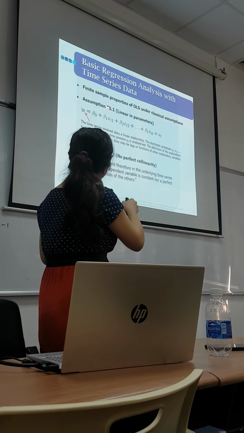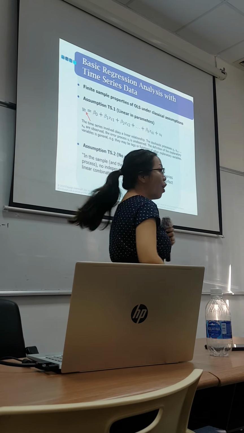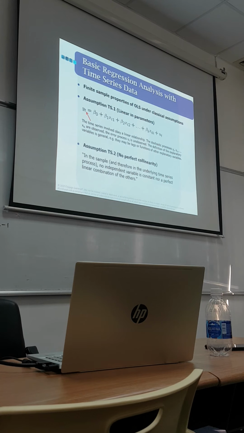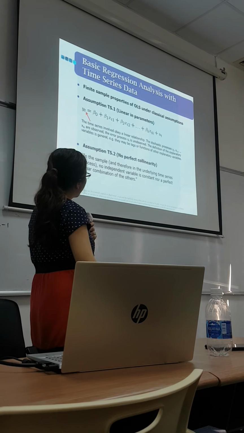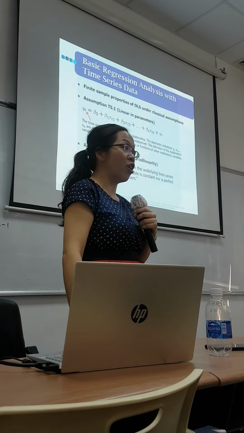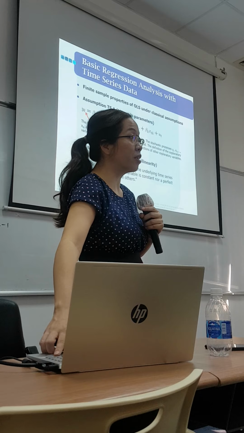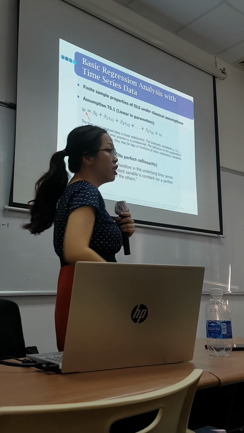Assumption 1, linear in parameters. That assumption will not be violated. Real time series, a lot more than time series, will still have linear in parameters, so that's going to be no problem. Assumption 2, no perfect collinearity. Yes, we can have that. However, we're going to have a problem later on related to serial correlation. But in the sample, no independent variable is constant, and no perfect linear combination of others.